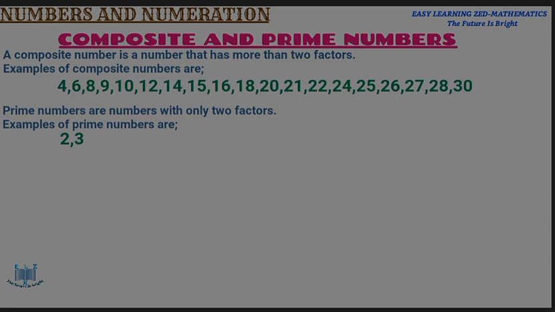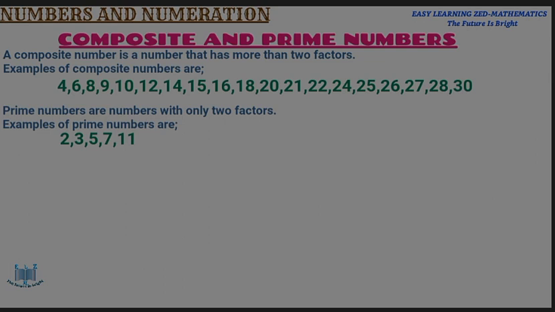Then 5 is also a prime number. It has only 2 factors, which are 1 and 5 itself. So as you can see, when you look at these 3 numbers, prime numbers are numbers which have factors which are 1 and itself. 1 and itself, those are the only 2 factors of prime numbers. Then 7 is also a prime number. It has only 2 factors which are 1 and 7.